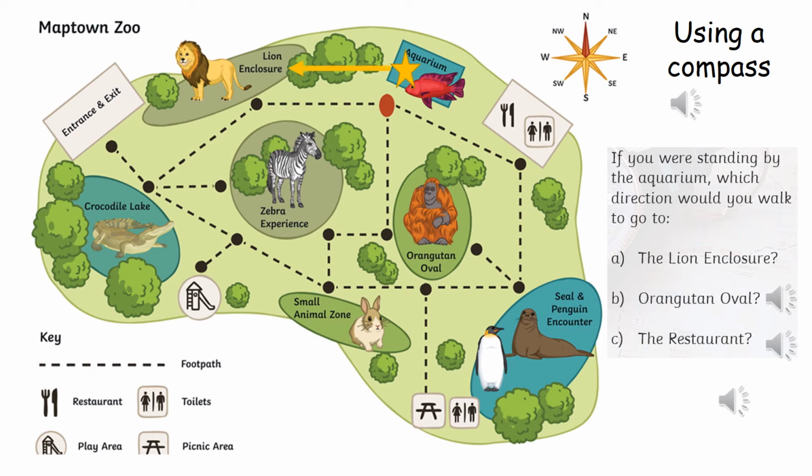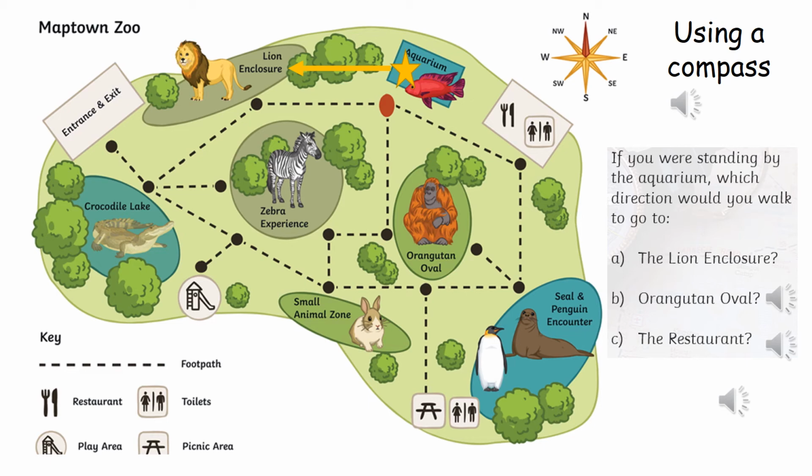So hopefully you can see my little yellow arrow appear now, and if we were standing at the start, the aquarium, we would need to travel west to get to the lion enclosure. You can sort of see that arrow there is going in the same direction as the west compass point on our compass symbol. So let's have a look at question 2.